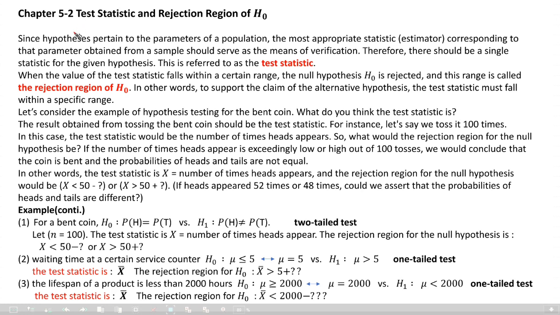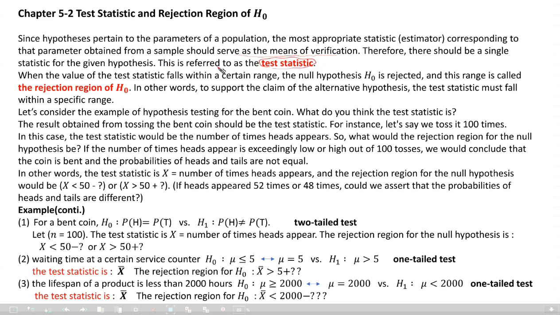We want to have a tool to test hypotheses. Since hypotheses pertain to the parameters of a population, the most appropriate statistic, the estimator corresponding to that parameter obtained from a sample, should serve as a means of verification. That is a means of test. Therefore, there should be a single statistic for the given hypothesis, only one statistic. This is referred to as the test statistic.